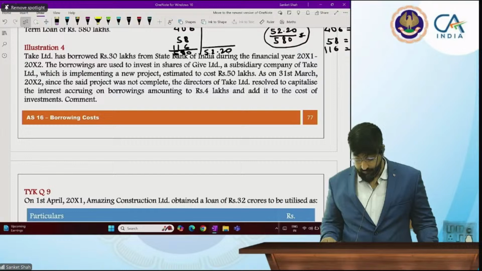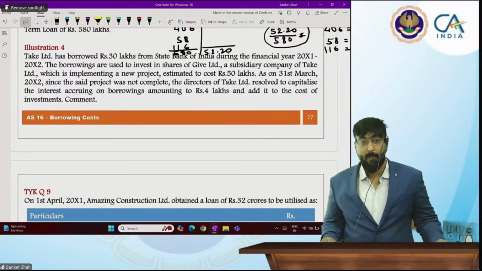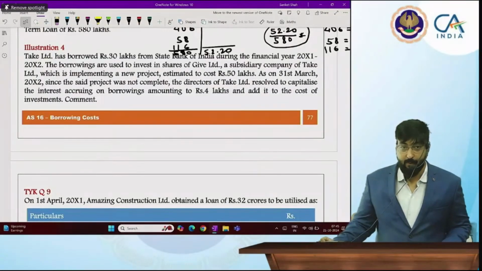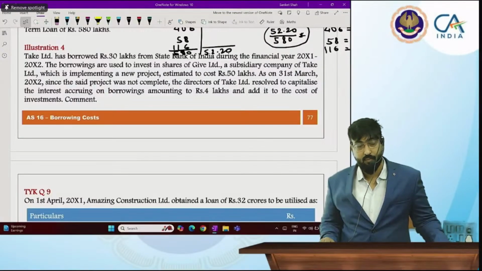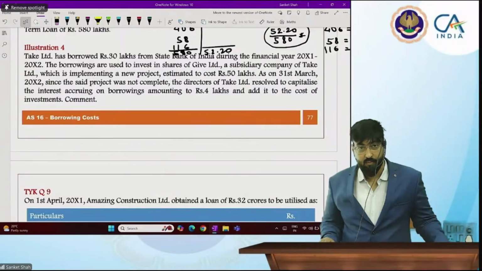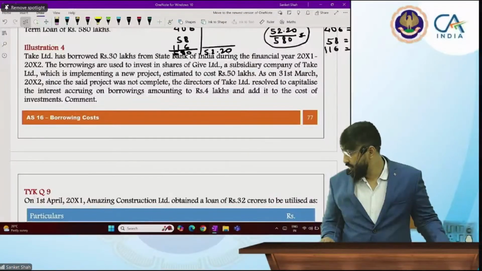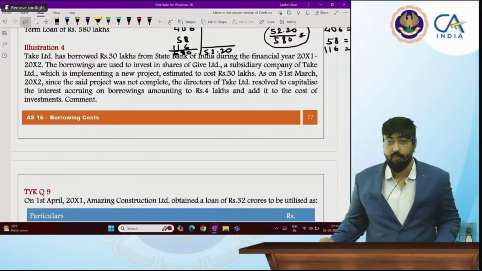Illustration 4. Take Limited has borrowed rupees 30 lakhs from State Bank of India during the financial year 2001-02. The borrowings are used to invest in shares of Give Limited, a subsidiary company of Take Limited, which is implementing a new project estimated to cost rupees 50 lakhs. As on 31st March 2002, since the project was not complete, the directors of Take Limited resolved to capitalize the interest accruing on borrowings amounting to rupees 4 lakhs and add it to the cost of investments. Comment. क्या लगता है आपको?